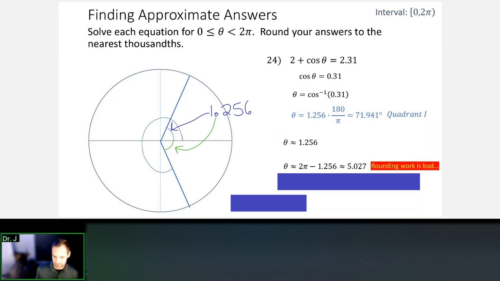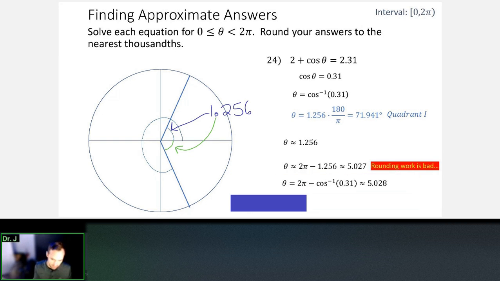And for this problem, if you notice, if you use the rounded work, you get 5.027. But using the exact work, it's off by 1/1000th of a point. And I would gladly mark that wrong. Your module would gladly mark that wrong. So it doesn't happen often, but in this one, yes, there is a difference because rounded work is bad.